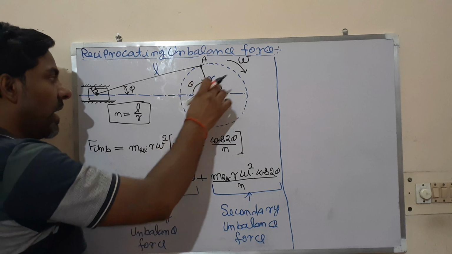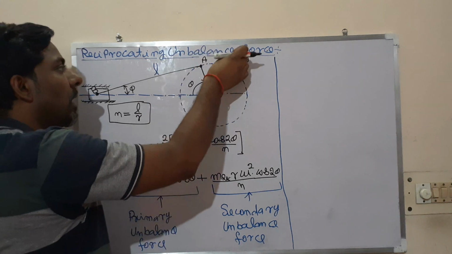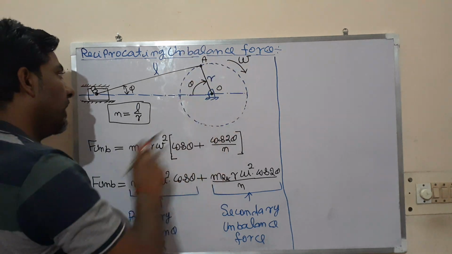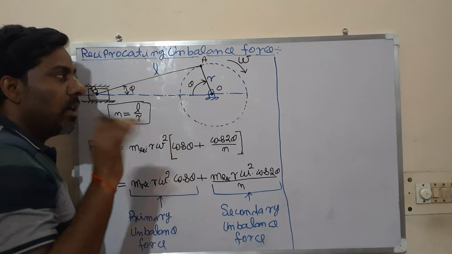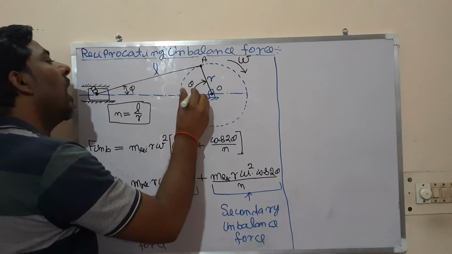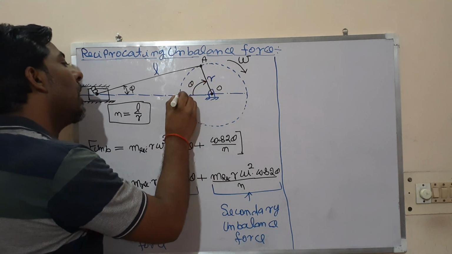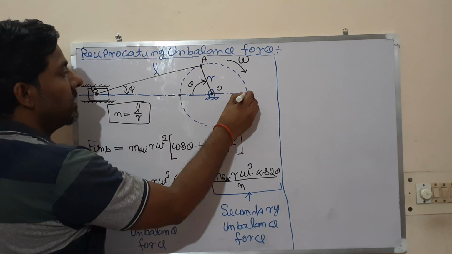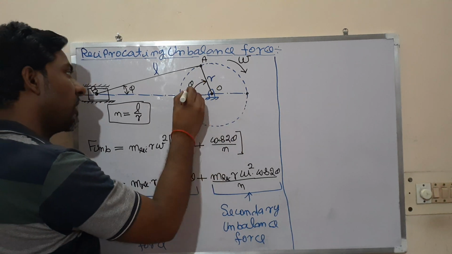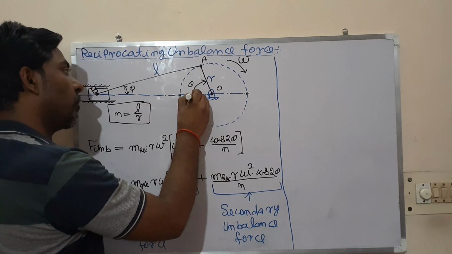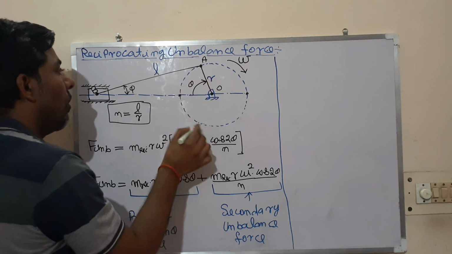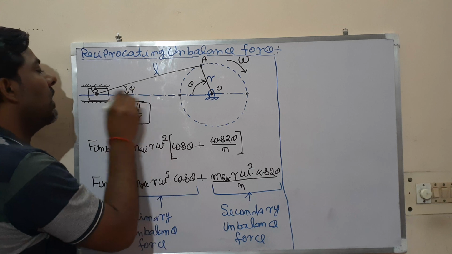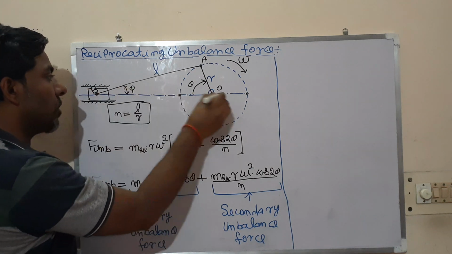This crank is rotating with constant angular velocity omega in this direction. At any instant of time, this crank has moved through an angle of theta from the inner dead center. This is the inner dead center and this is the outer dead center. At that time, the connecting rod is making an angle of phi with the line of stroke.